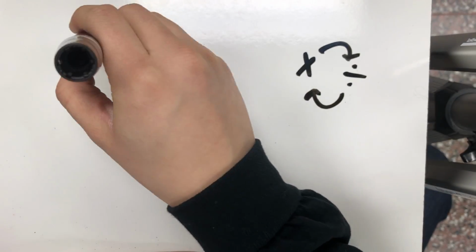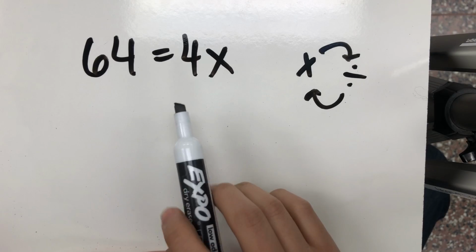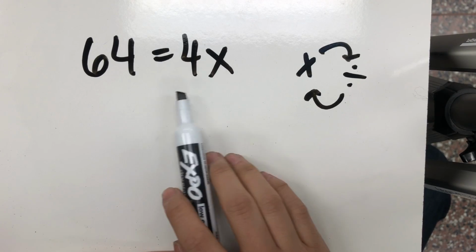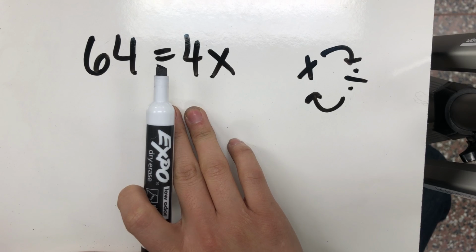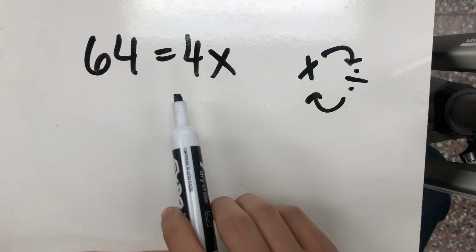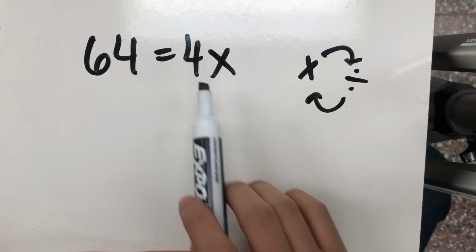So let's have 64 equals 4x. How do I solve this? Well, if a number and a letter, a variable and its coefficient are side by side, what operation is happening? They're being multiplied. So this 4 is being multiplied times x. It is 4 times x.